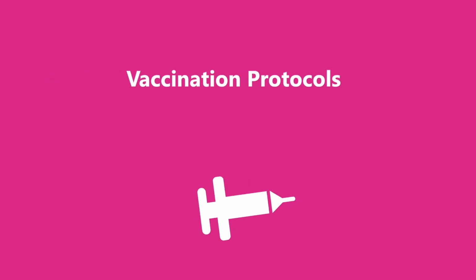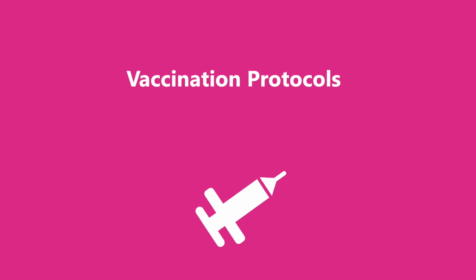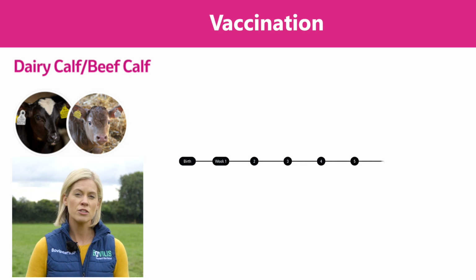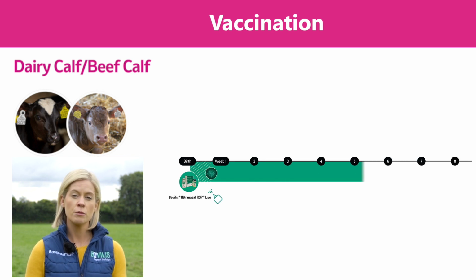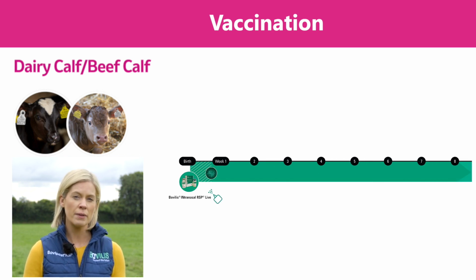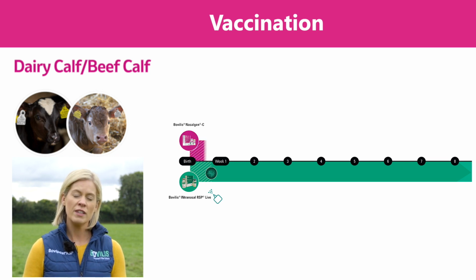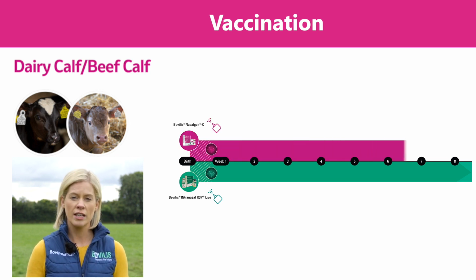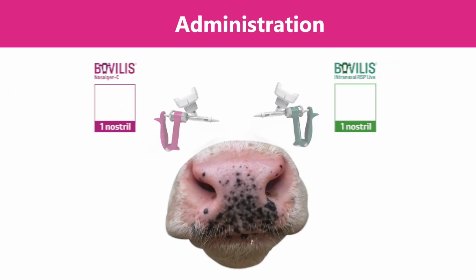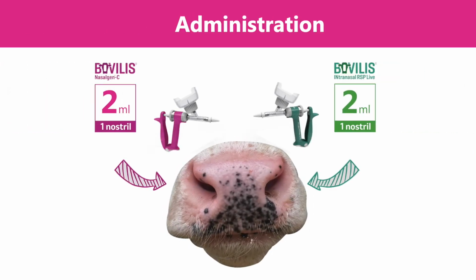What vaccination program can you implement on your farm to your calves to provide the broadest protection against bovine respiratory disease? From the day of birth, you can administer Bovilis Intranasal RSP Live to provide protection against RSV and PI3, and also Bovilis Nasaljec to provide protection against bovine coronavirus. Both vaccines are a 2 ml dose administered intranasally.